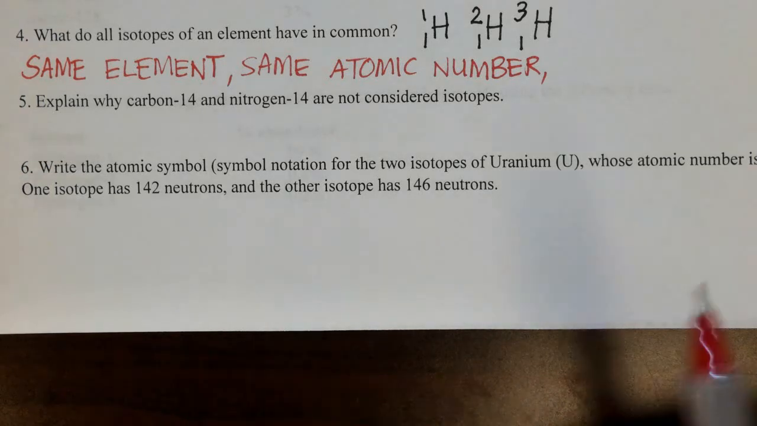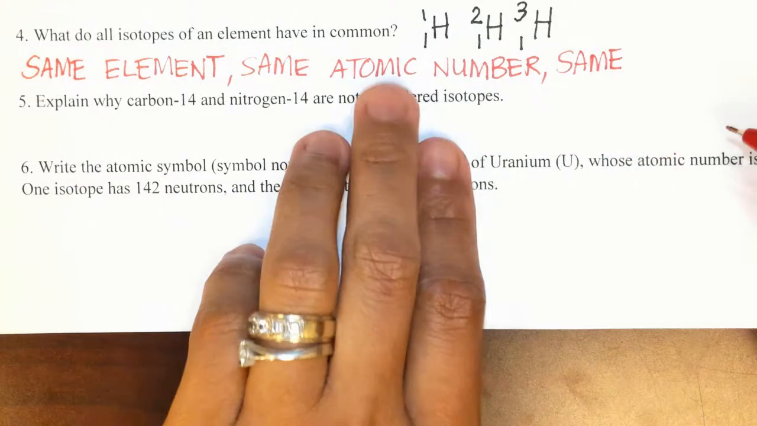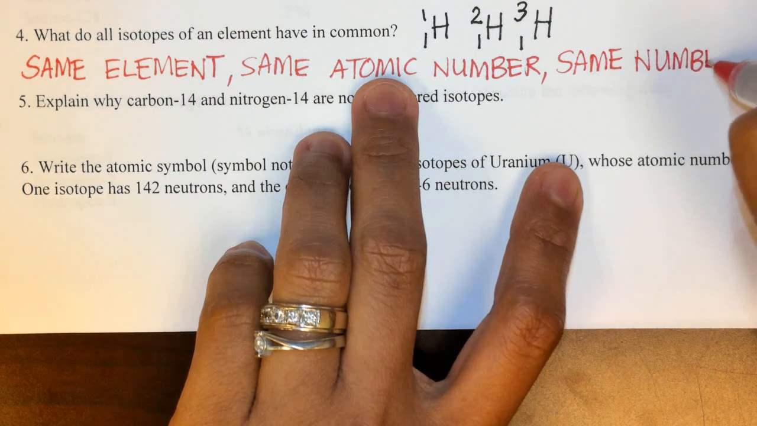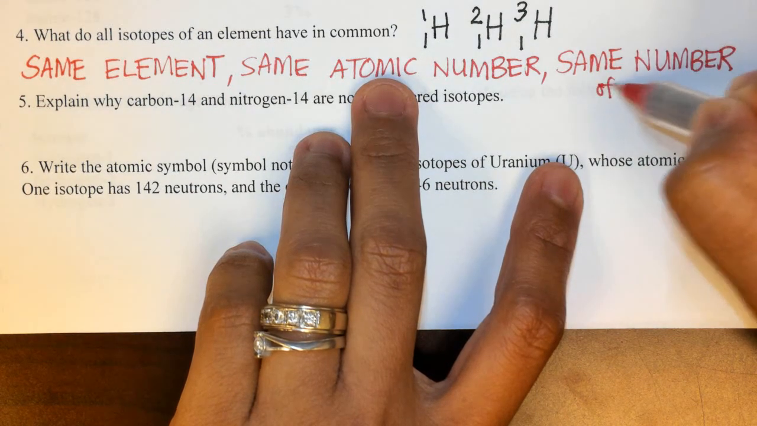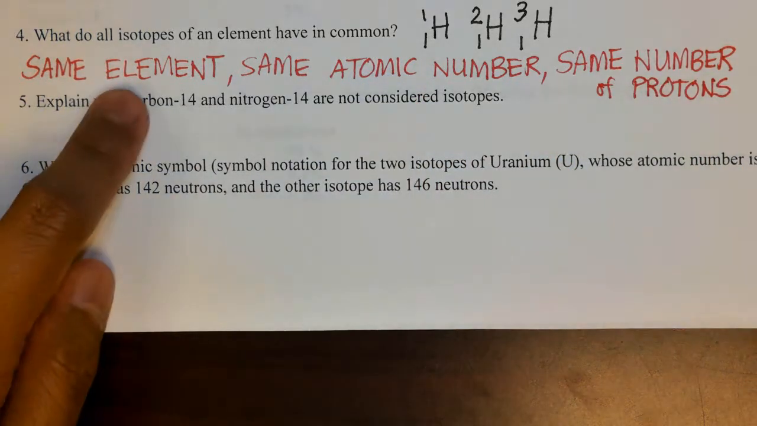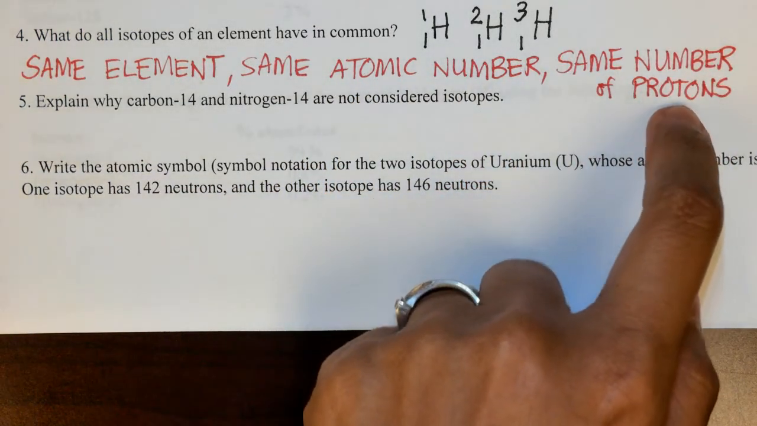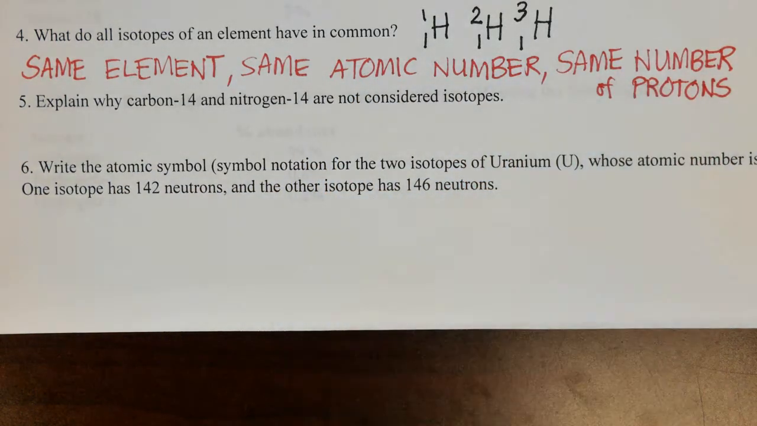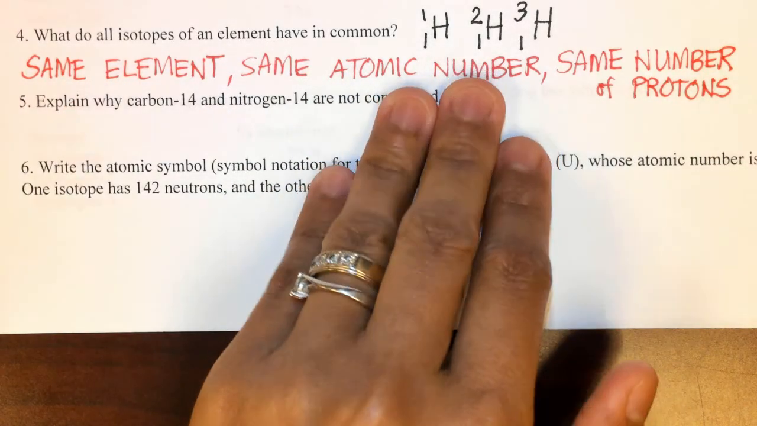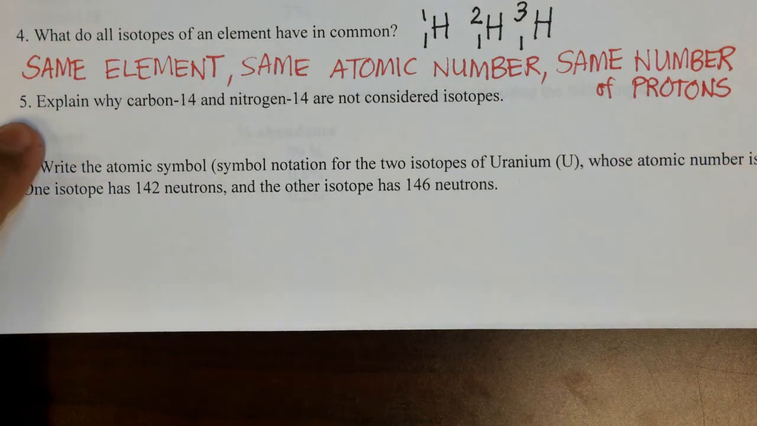The number of protons. So it's the positive. That's the same as the atomic number. So same number of protons. Same element, same atomic number, same number of protons. It follows. That's always with isotopes. Same element, same atomic number, same protons. And that gives us number 5.